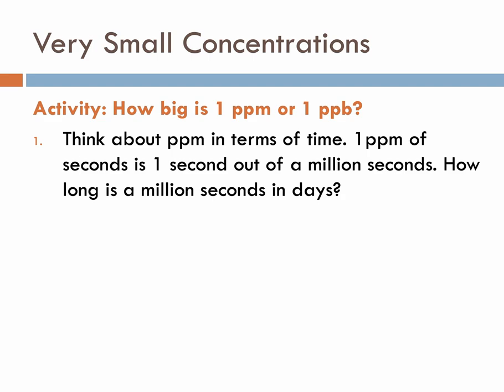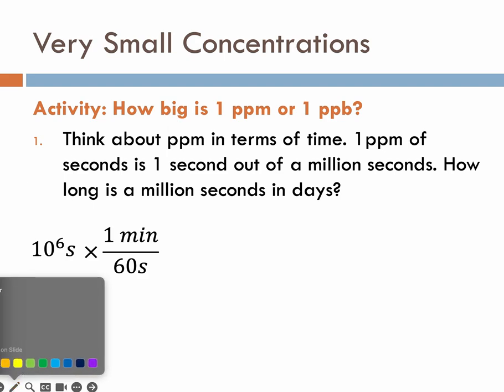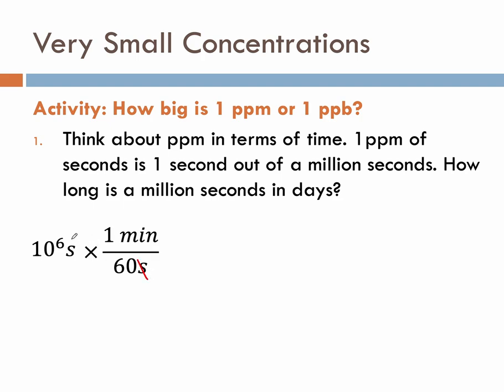Now, just to give you a sense of how big is a million and how small is one part in a million, let's convert a million seconds to days, and then we can get a sense of that scale. So if I start with a million seconds, which is 10 to the 6 seconds, and I want to convert this to days, the first thing I do is multiply by a fraction that equals 1 that will cancel out my seconds. So if I put 1 minute over 60 seconds, the seconds will cancel and I'll be left with minutes.